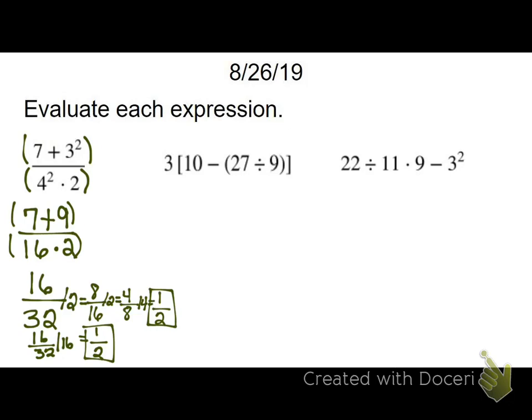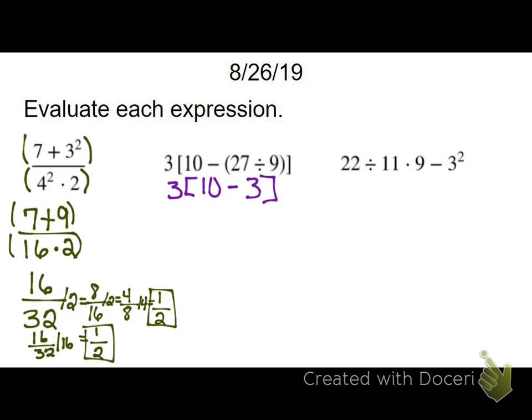So the first one is 3 times, so we have our bracket, 10 minus 27 divided by 9. Where do I start with this particular problem? 27 divided by 9. All right, 27 divided by 9, which is? 3. Okay, so I'm going to rewrite 3 bracket 10 minus 27 divided by 9. We said that's 3. Do I need to bring that down in parentheses? Yes. Do I? No. I don't have to, and the only reason why I don't have to is because I don't have any exponents behind it to worry about.